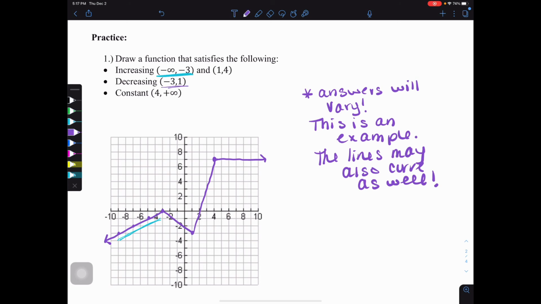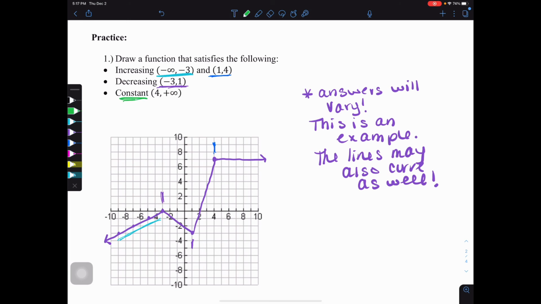From -3 to 1, I'm supposed to be decreasing. So from an x value of -3 to an x value of +1, I have to make sure that I go down, which I did in that center section. Then we pick it back up again at 1 to 4. So from an x value of 1 up to an x value of 4, I have to make sure it's increasing.